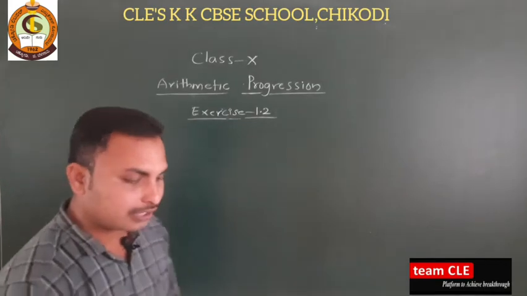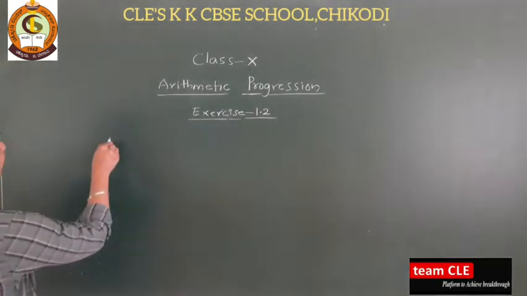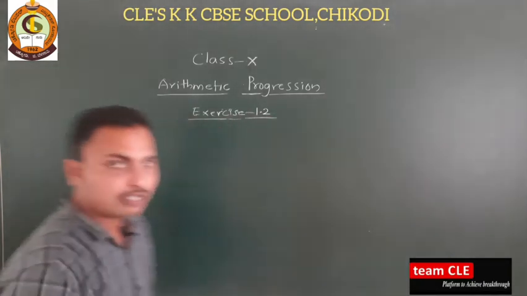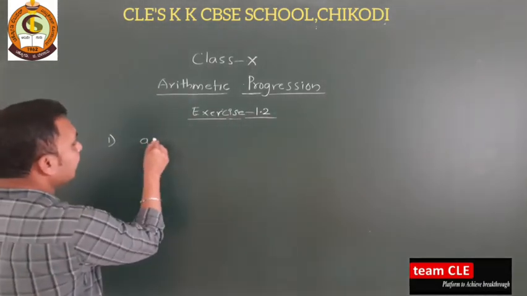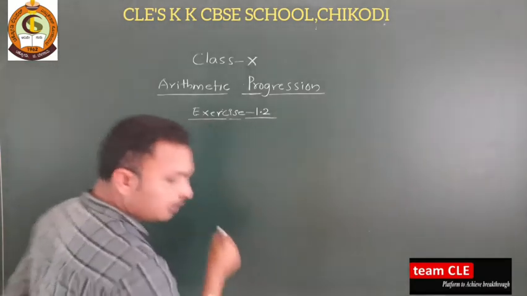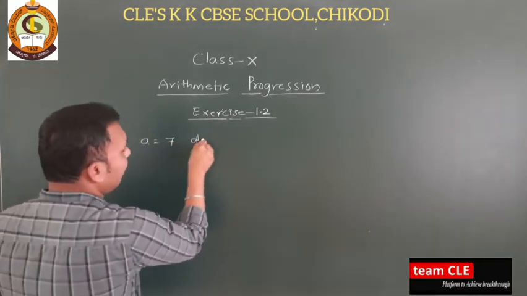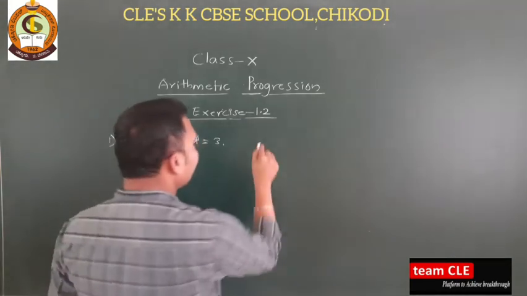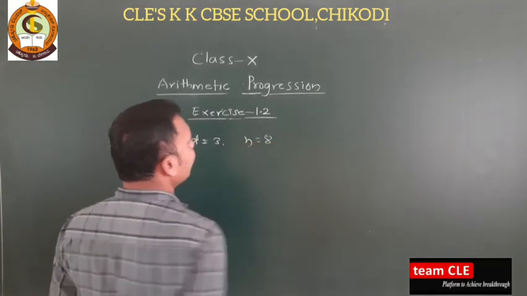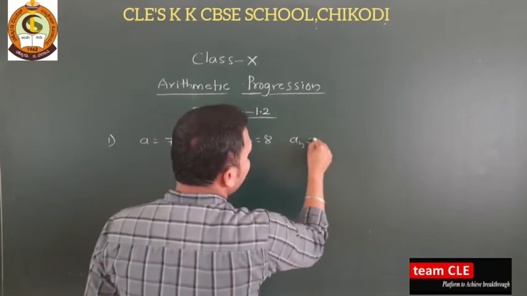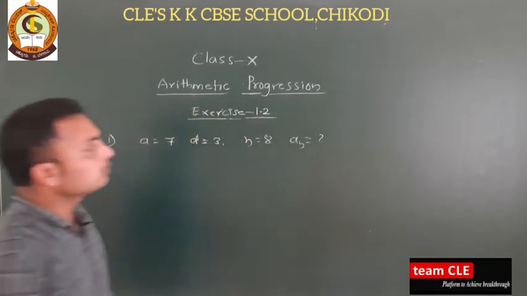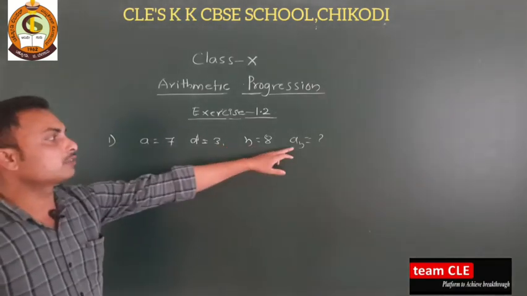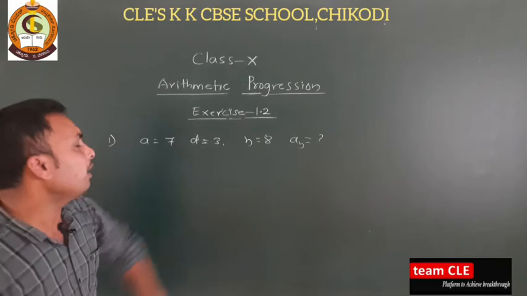So what things are given, you can see. First question: A given, D given, N given. A is equal to 7, the common difference D is 3, and N is equal to 8. So we need to find An. This is very simple here. A given, D given, N given, and this column is blank. We need to find this.